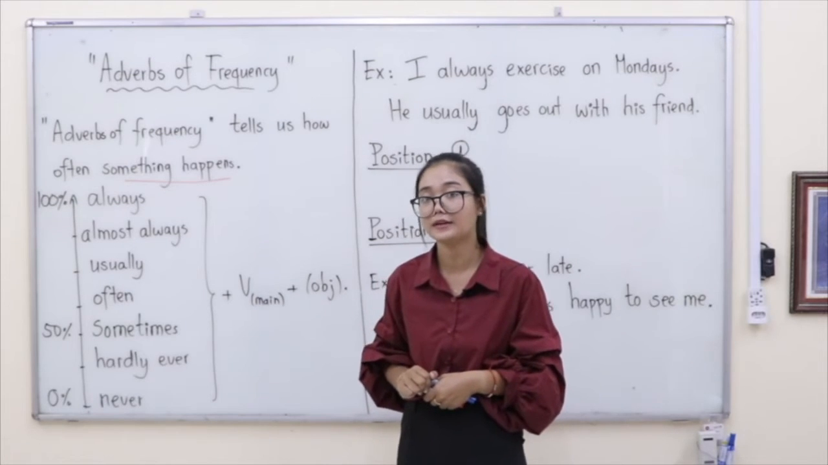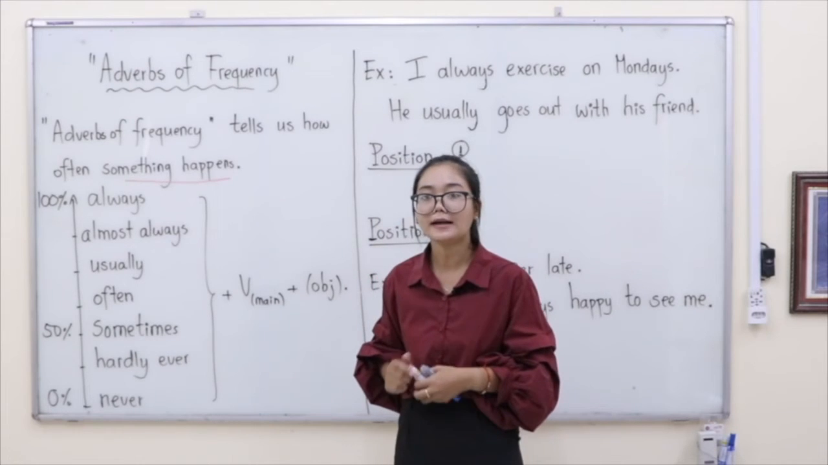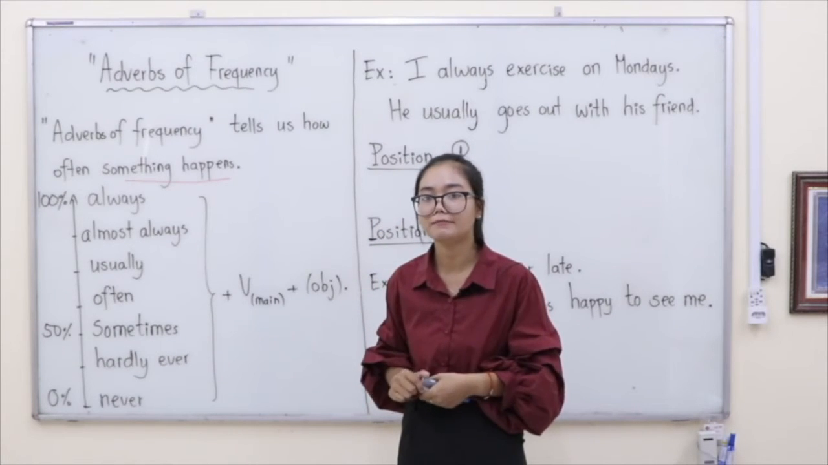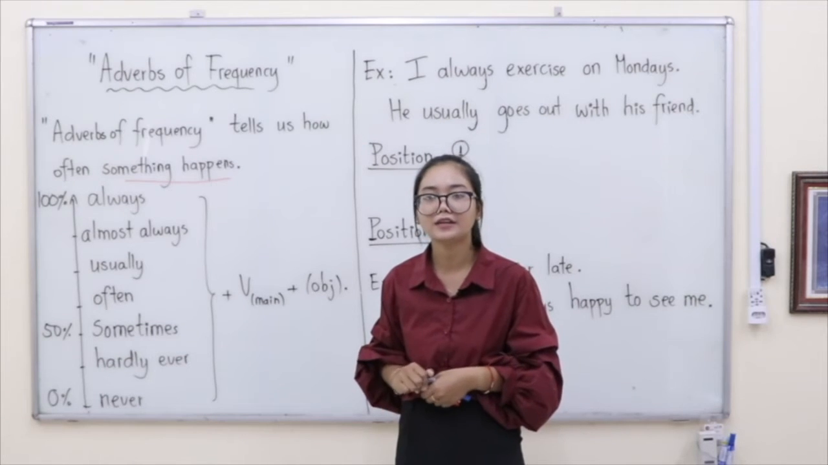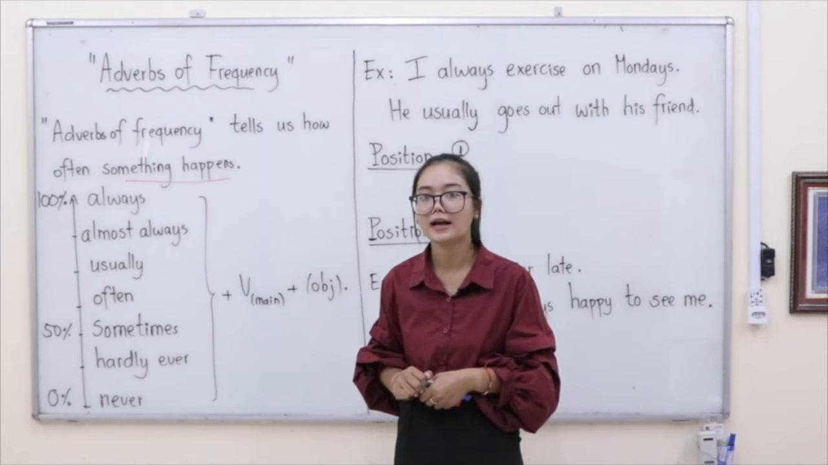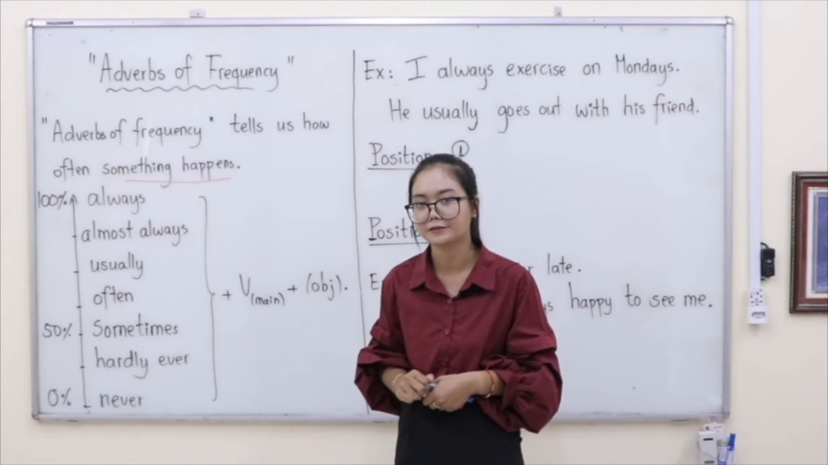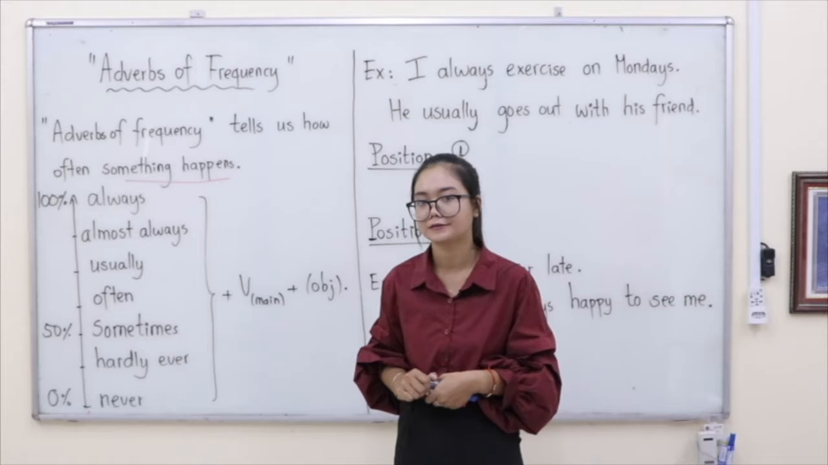Now, let's go to the next adverb of frequency. Sometimes. So sometimes describes an action that happens for 50% of the time. If you do something for about 3 or 4 days a week, you can use sometimes. I sometimes have rice for breakfast.